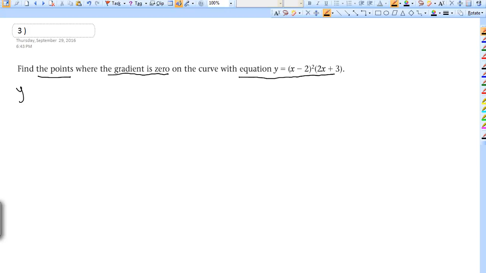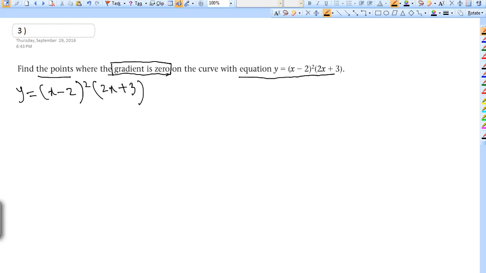At first let us write the equation: (x minus 2) whole to the power 2, times (2x plus 3). So this is the given equation. In order to find the points, one piece of information is given: the gradient is 0.